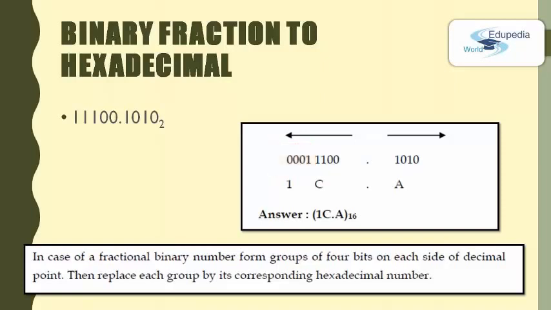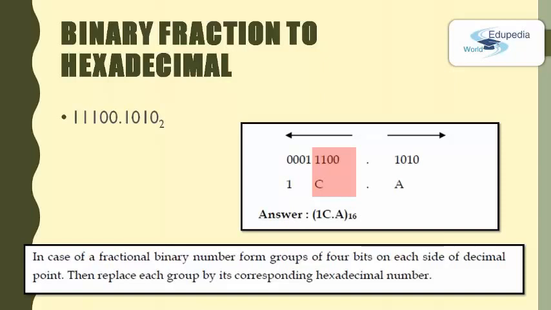Now we have to convert each of these groups into its equivalent hexadecimal value. The fractional part group represents the value 8 multiplied by 1 plus 2 multiplied by 1. This is equal to 10. In the hexadecimal numbering system, we don't have the value 10. We have the character A. So this group represents the character A. In the integer part, the first group is 1100. So it represents 8 multiplied by 1 plus 4 multiplied by 1. It is equivalent to 12.